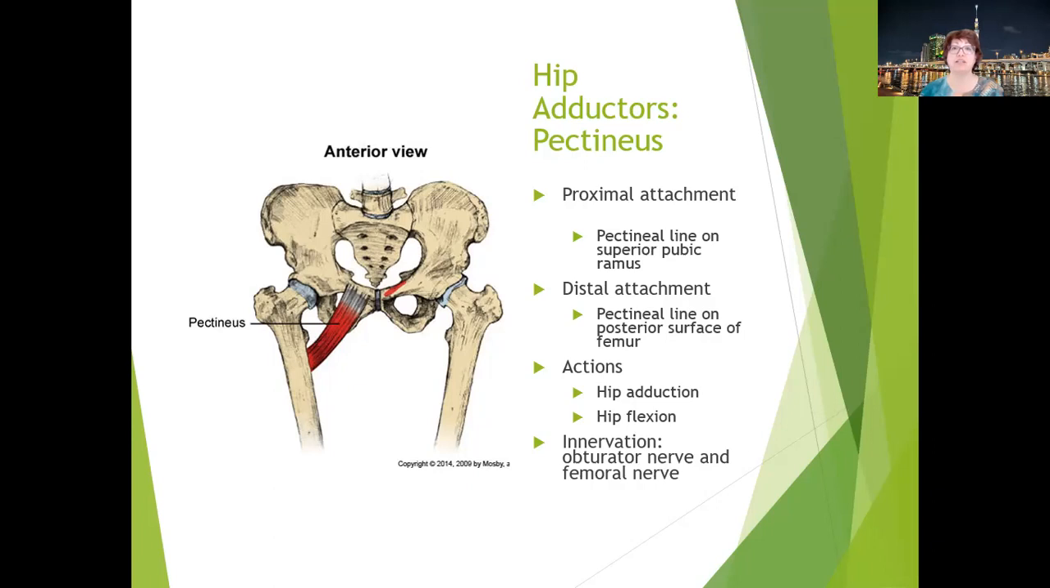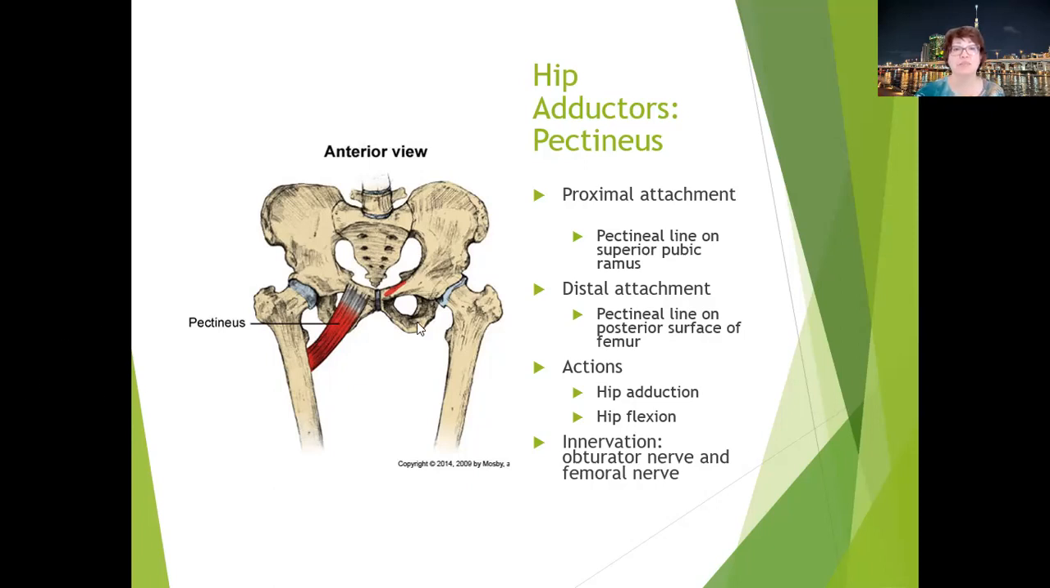So on to the hip adductors. And like I said earlier, a lot of the hip adductors have a line of pull for hip flexion as well because of where they're attached. So the first hip adductor that we're going to talk about is the pectineus. Its proximal attachment is, surprise, surprise, the pectineal line on the superior pubic ramus. So its two attachments, its origin and insertion, are both pectineal line, but there's a pectineal line on the superior ramus and a pectineal line on the posterior surface of the femur.